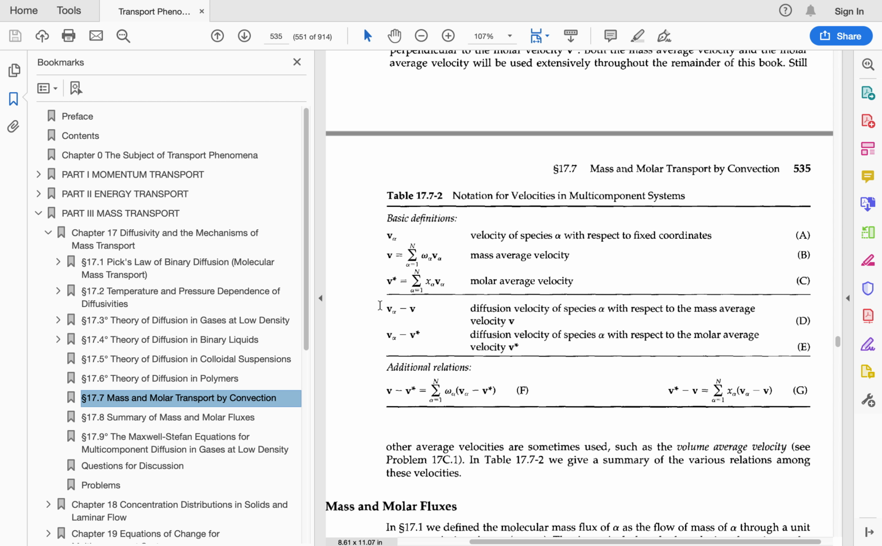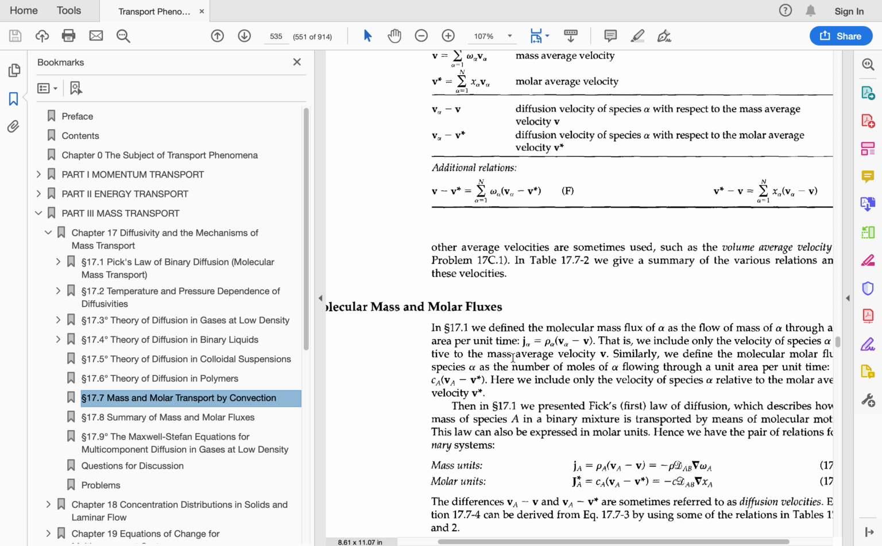The difference, V alpha minus V, is the diffusion velocity of species A with respect to the mass average velocity V, while V alpha minus V star is the diffusion velocity of species A with respect to the molar average velocity.